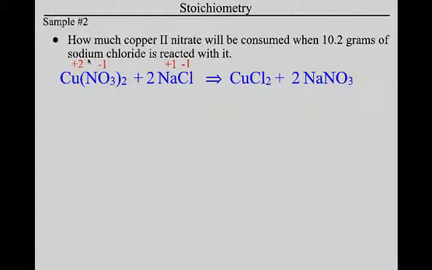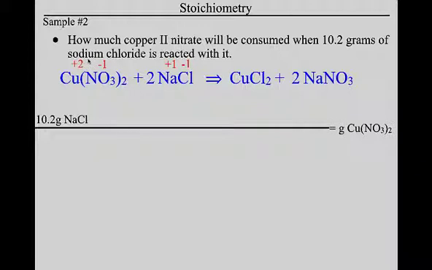So now, guys, we've got to set up the math. Steps 2, 3, and 4. Start with the mass. Set your goal at the mass of what you're solving for. So, guys, what mass are we going to start with? 10.2 grams of sodium chloride. Draw yourself a line. And what is our goal? Grams of what? How much copper 2 nitrate? So our goal is grams of copper 2 nitrate.